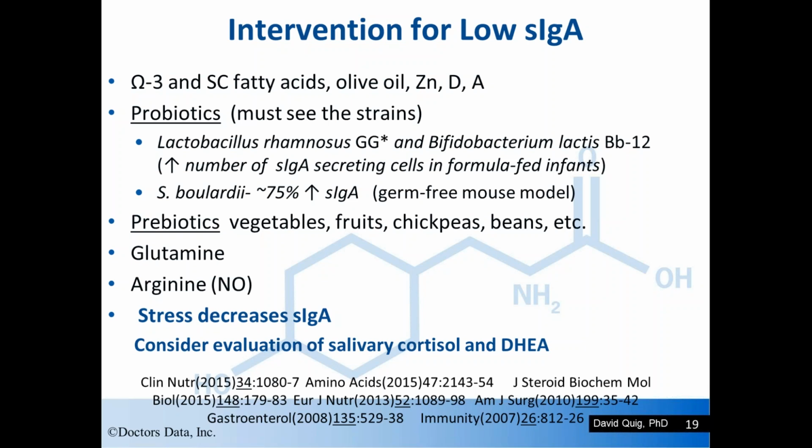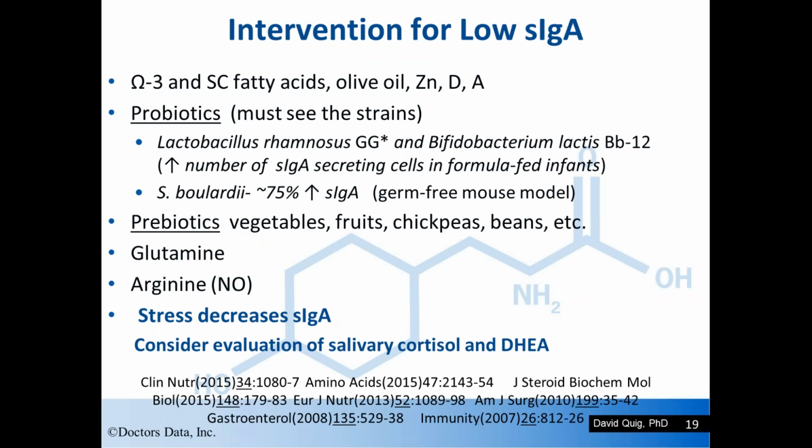Probiotics: it's very important to examine the strains of the probiotic species. When we look in the literature, we see that Lactobacillus rhamnosus GG and Bifidobacterium lactis BB12 increase the number of secretory IgA secreting cells in formula-fed infants. And then we're all familiar with Saccharomyces boulardii being a very potent stimulator of secretory IgA.